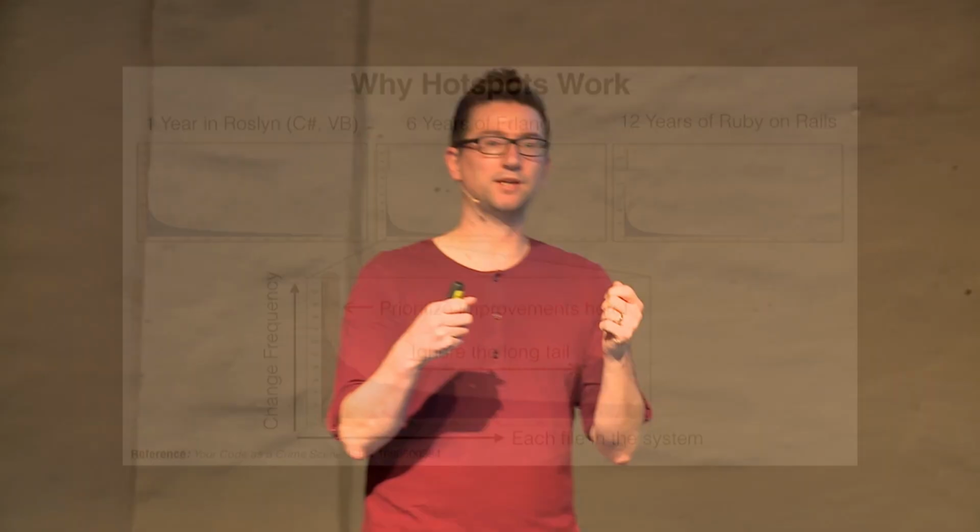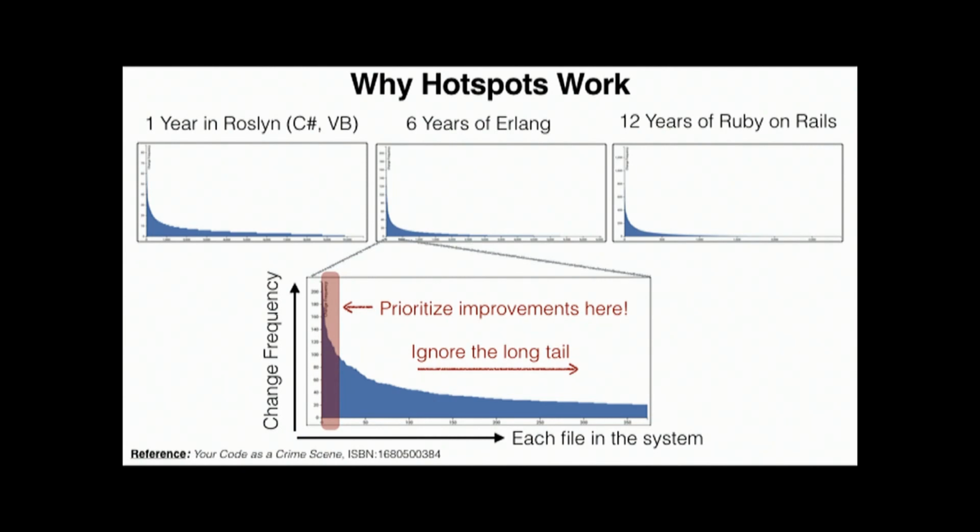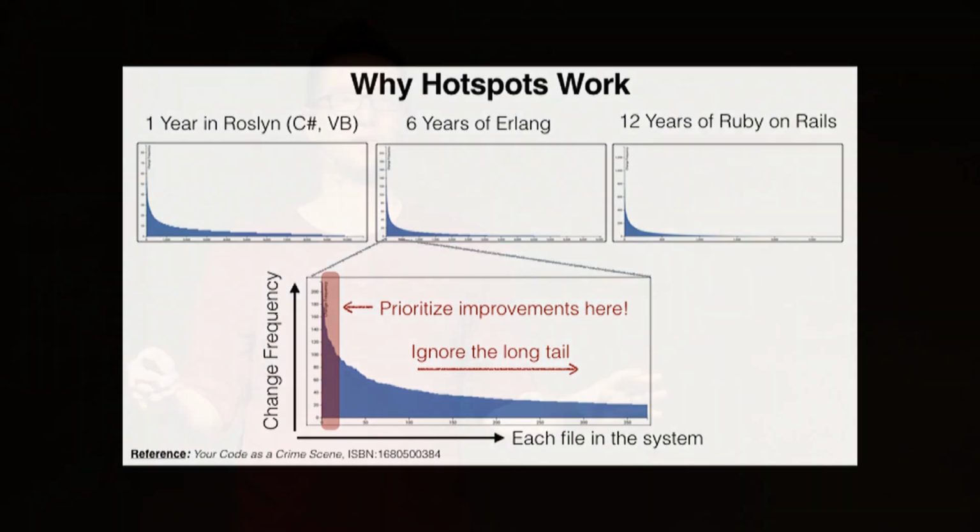And this is important because it gives us a tool to prioritize. Because what it means to you is that you tend to spend most of your time in a relatively small part of the code. Most of your code is here in the long tail, which means it's code that's rarely, if ever, touched. So this is the concept that hotspots build upon, and that's what makes them good to prioritize and identify code with the highest interest rate.